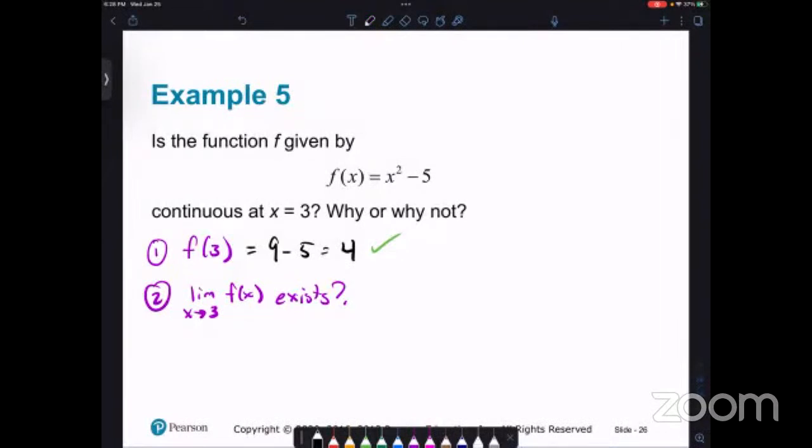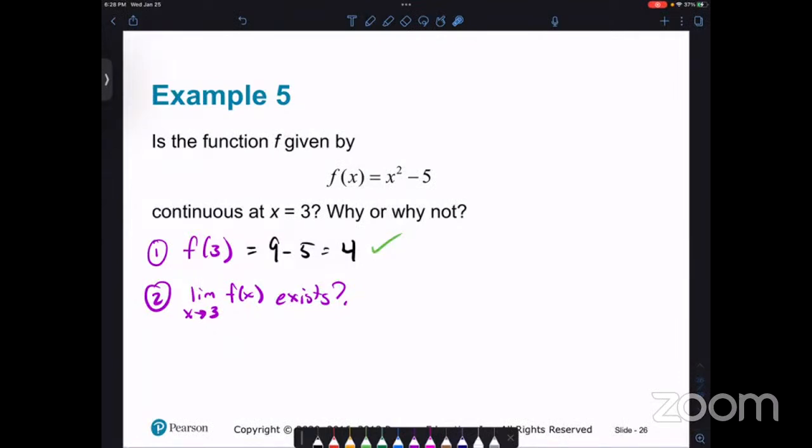Right. So if we think about this graph, it's going to be a U-shaped curve that we shifted down by 5. If we think about a parabola that's gone down by 5, as x approaches 3 from the left or the right, they're going to approach the same y value. There's nothing funky going on there, so we can essentially just evaluate, right? So does the limit exist? Yes, it's the same kind of argument that we had before. And we're going to say yes.